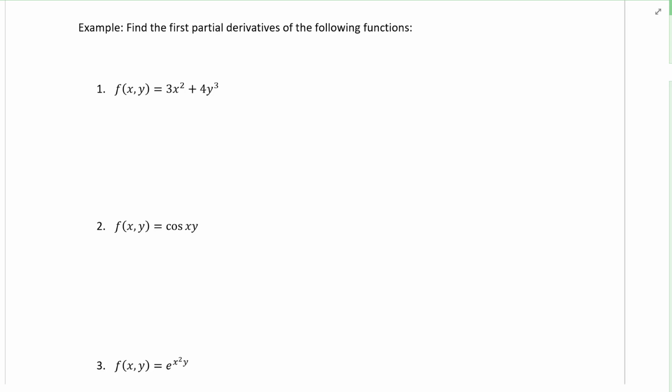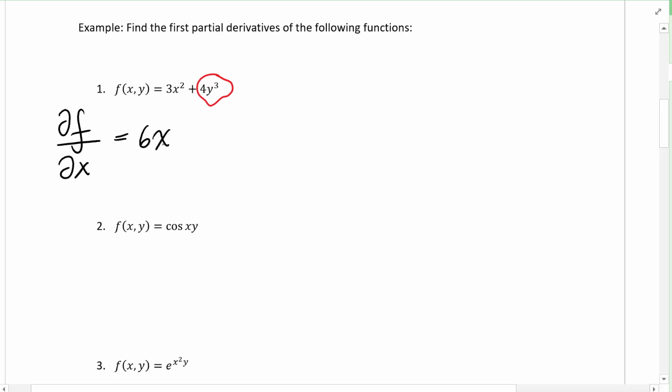So we want to find df/dx. That's the partial derivative of f with respect to x. What do we do? Well, we consider y a constant, and so we differentiate with respect to x. So 3x squared prime is 6x, and then 4y cubed prime is 0 because we consider this a constant, and the constant prime is 0.